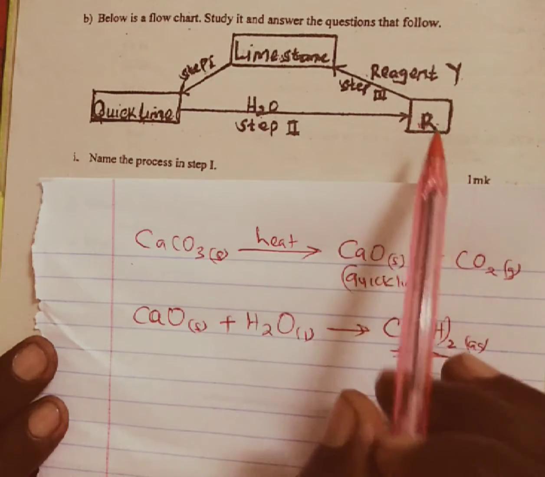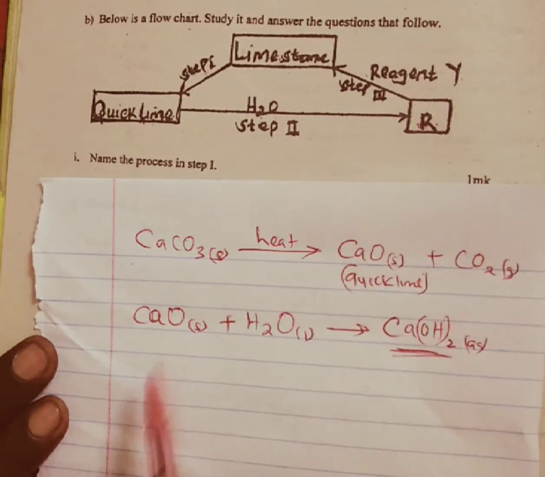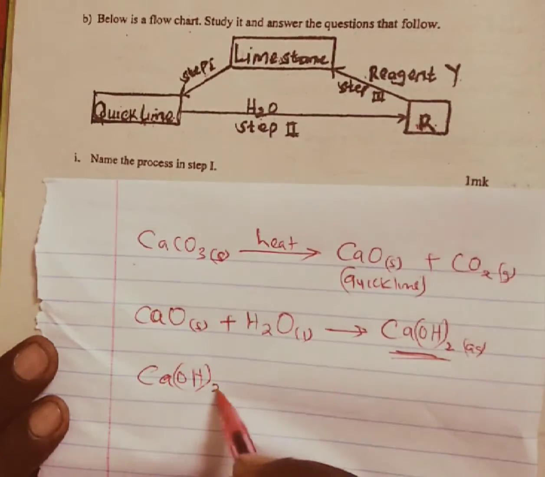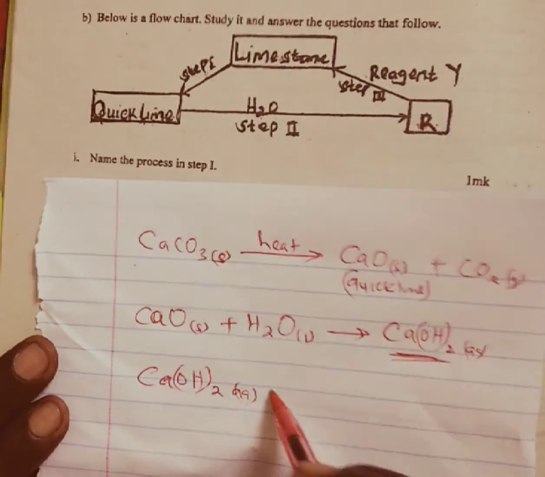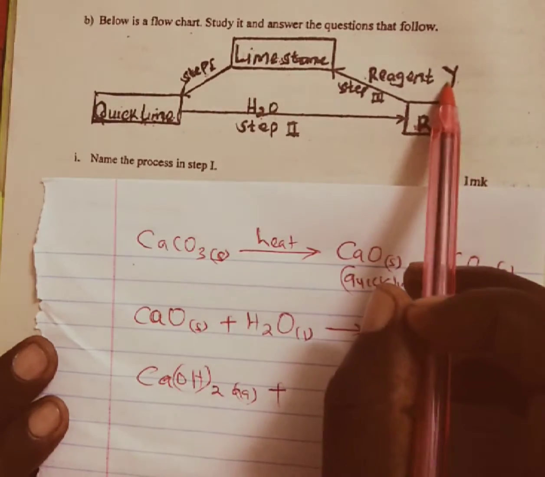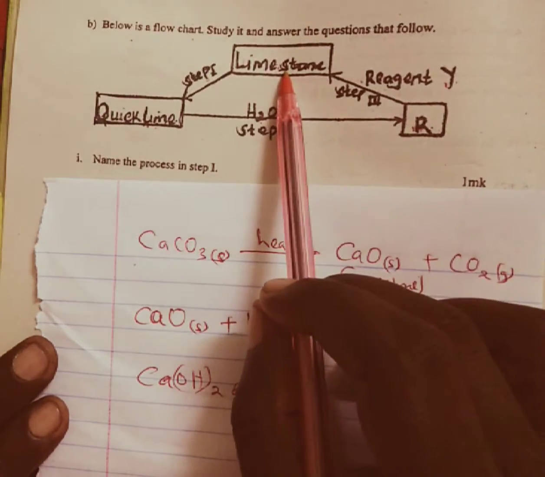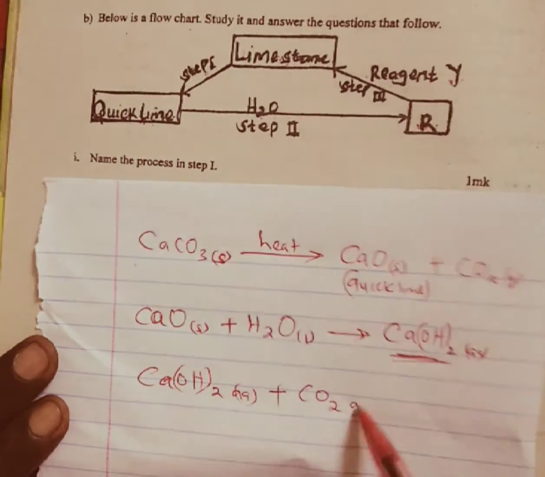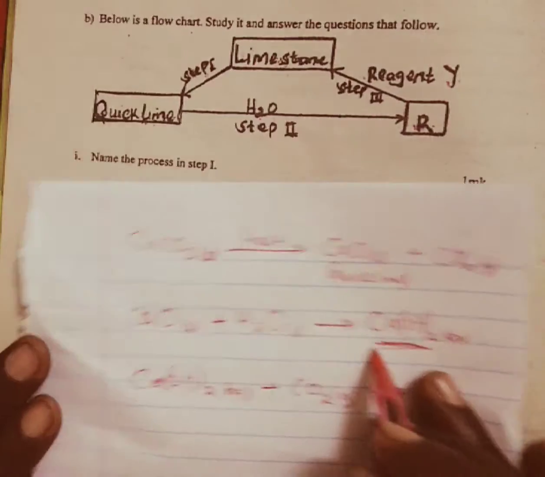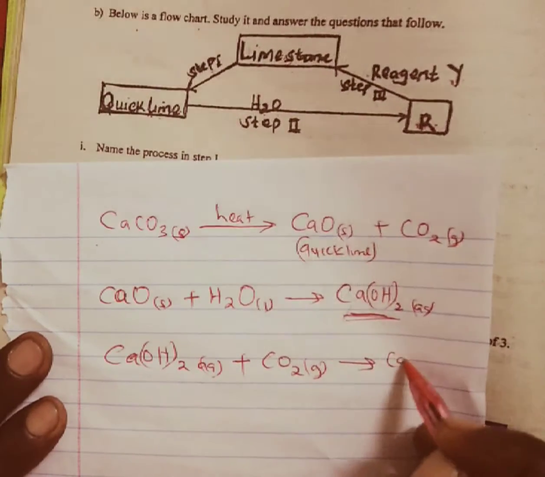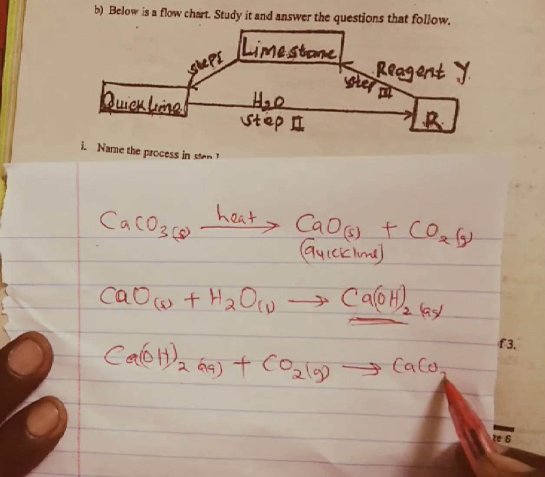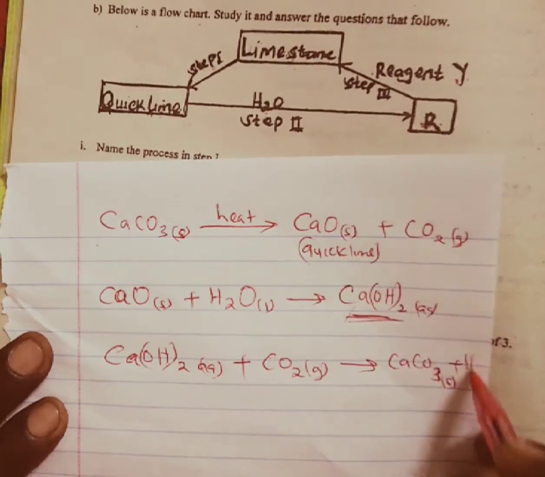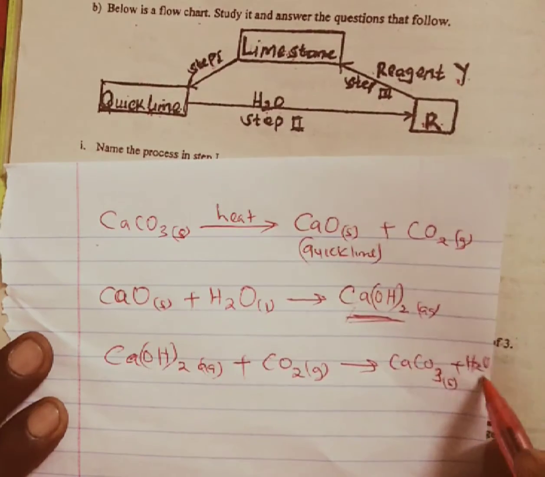Then we go further, we take R, which is calcium hydroxide, aqueous. We add reagent Y to get calcium carbonate. In this case, we are going to add carbon 4 oxide gas so that we can get calcium carbonate, which is a solid, and of course plus water, and water is a liquid.